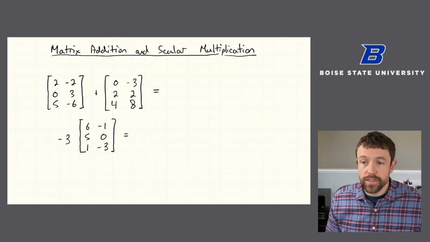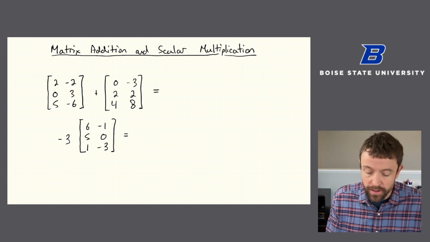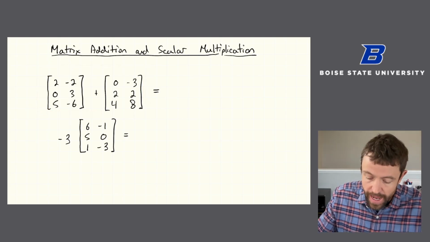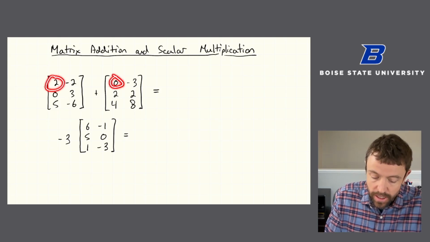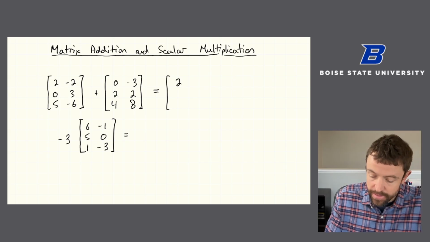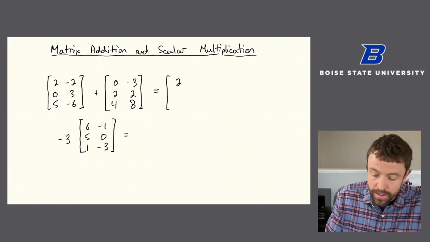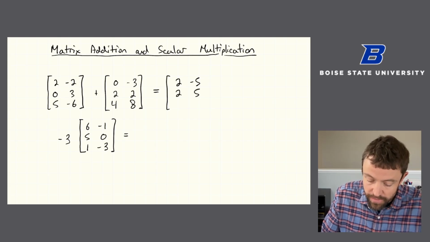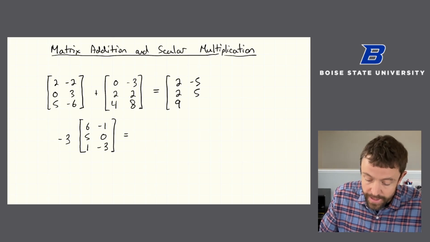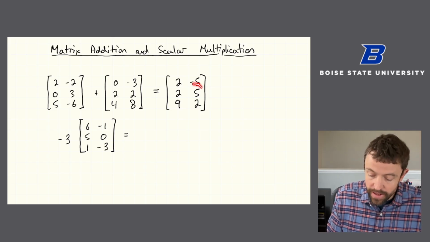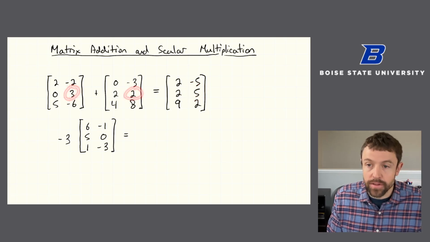So if we have two matrices of the same dimensions, so both of these matrices here have 3 rows and 2 columns, then I can add them, and I add them term by term. So I add 2 and 0 to get the top left term of this matrix. The resulting sum of the matrices is 2, and then I add -2 and -3 to get -5. And I go through all these entries. 0 plus 2 is 2, 3 plus 2 is 5, 5 plus 4 is 9, and -6 plus 8 is 2. And I've added these two matrices. So again, I'm doing this entry-wise. The way that I got this 5 here on the right was adding 3 and 2.